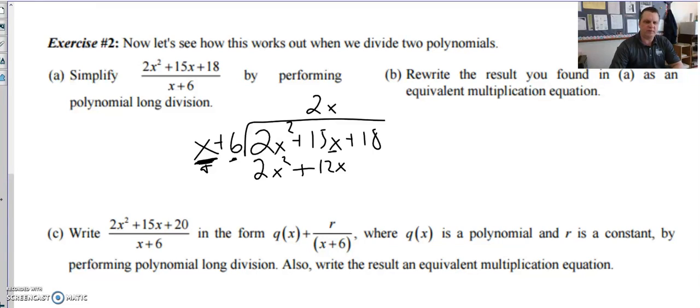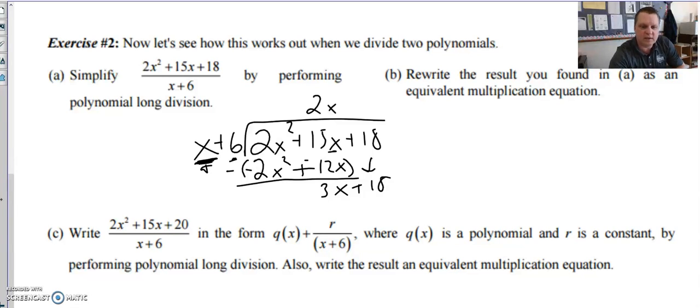Now, just like we did previously in the number division problem, we have to subtract it. So when you subtract, you change both signs. So this becomes minus, this becomes minus. These cancel, leaving you with 0x squared, and this will give a 3x. Now, just like in the division problem, the next part comes down. In this case, it's plus 18.